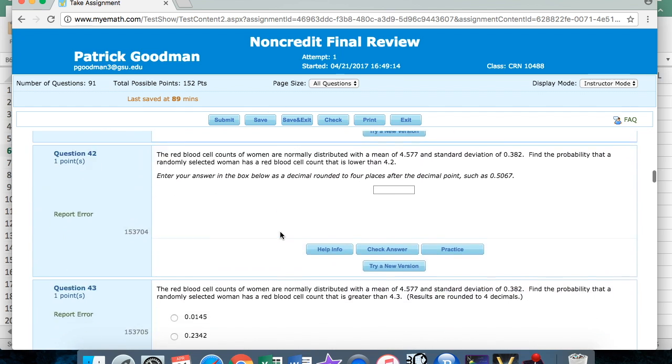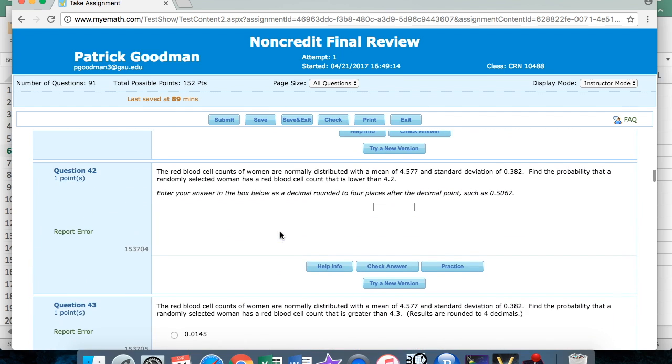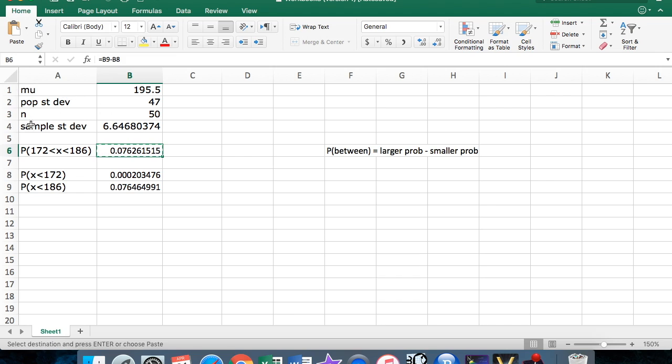Problem 42 is the next problem I'm doing. Thank goodness it's only a one part problem. So here, the red blood cell counts of women are normally distributed with a mean of blah, blah, blah, standard deviation of blah, blah, blah. Find the probability that a randomly selected woman has a red blood cell count that is less than 4.2. So here it's just a randomly selected woman, so we're not taking a sample out, we're just using the population data.